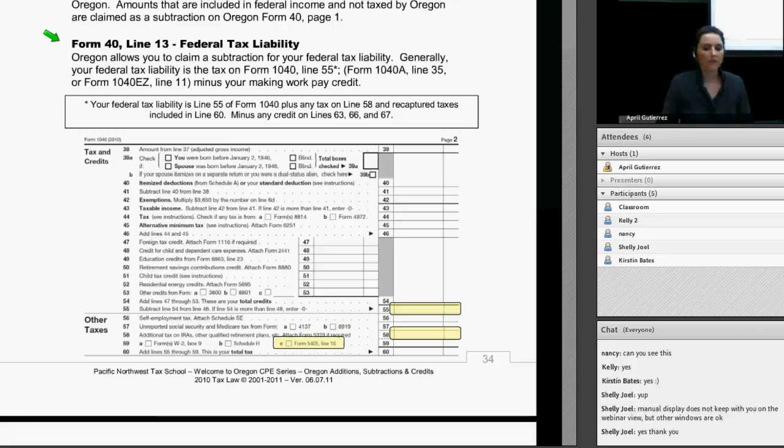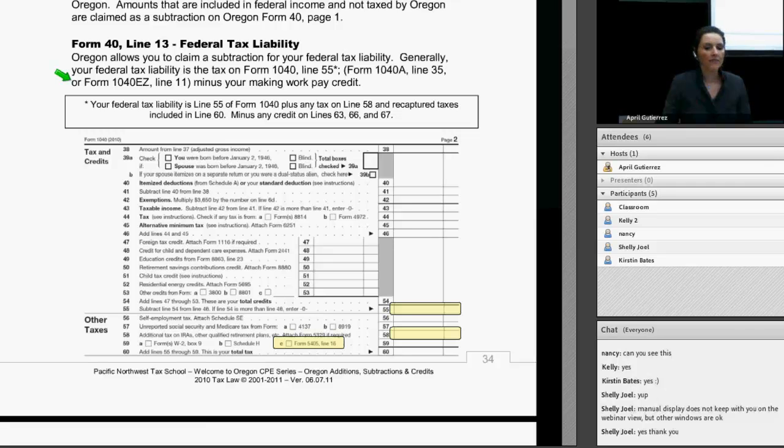We're going to begin with the very first line on the Oregon form for subtractions, and that line is line 13, which has to do with the federal tax liability. Oregon allows you to claim a subtraction for your federal tax liability. Generally, your federal liability is the tax on Form 1040, line 55, or Form 1040A, line 35, or Form 1040EZ, line 11. Of course, after subtracting out your Making Work Pay credit.